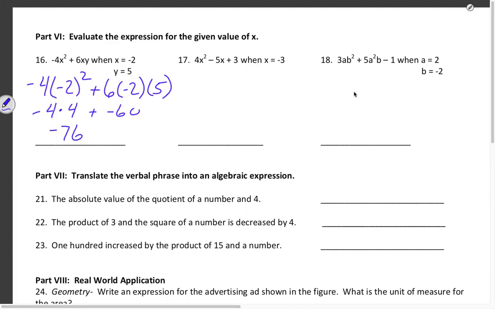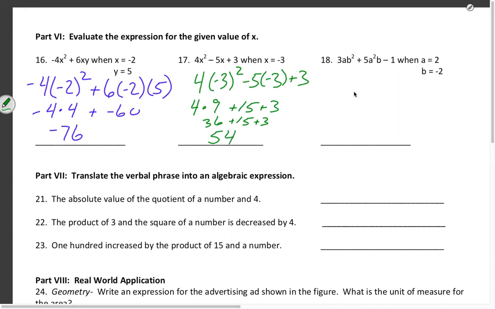Okay? Here, for 17, we have 4 times -3 squared minus 5 times -3 plus 3. -3 squared is 9. So I have 4 times 9 plus 15 plus 3. So that's 36 plus 15 plus 3. So that's going to be 54.